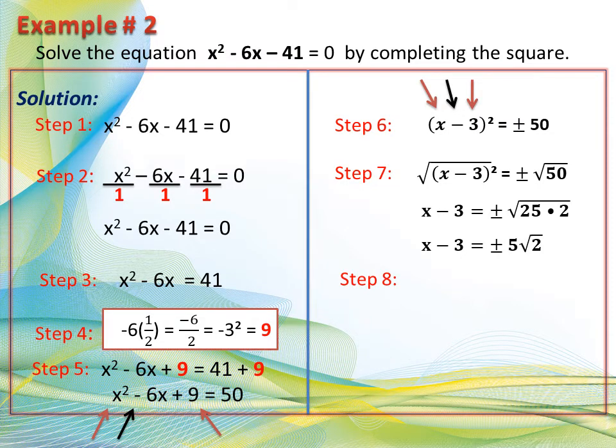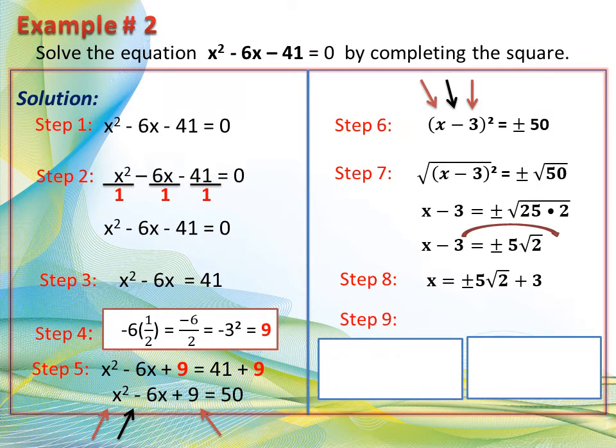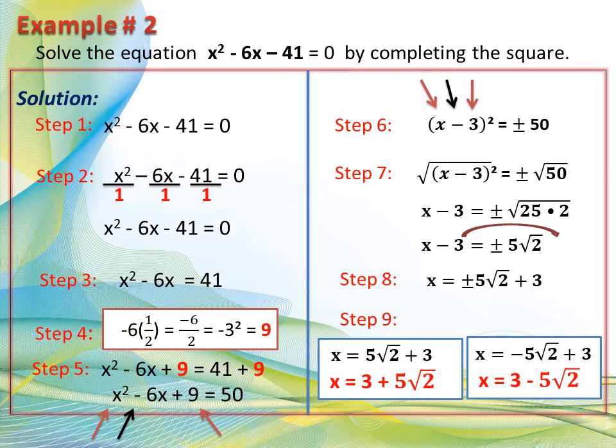So, susunod, ang gagawin natin dito, for step number 8, transpose natin si negative 3 dun sa right side of the equation. So, kalalabasan niyang ganyan. Then, for step number 9, isolate natin. Paghiwalay na natin. Para makuha natin yung tamang ayos, tandaan, ang laging mauuna ay yung number lang muna, sumunod ay yung number with radical sign. So, pag kinuha natin as final answer, x is equal to 3 plus 5 square root of 2. Then, x is equal to 3 minus 5 square root of 2.